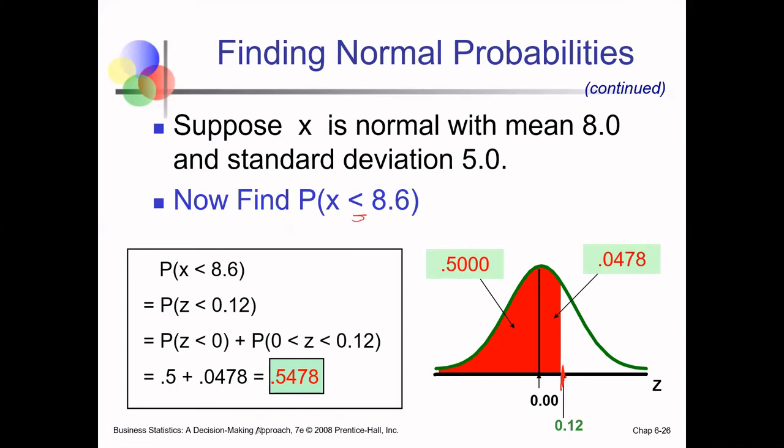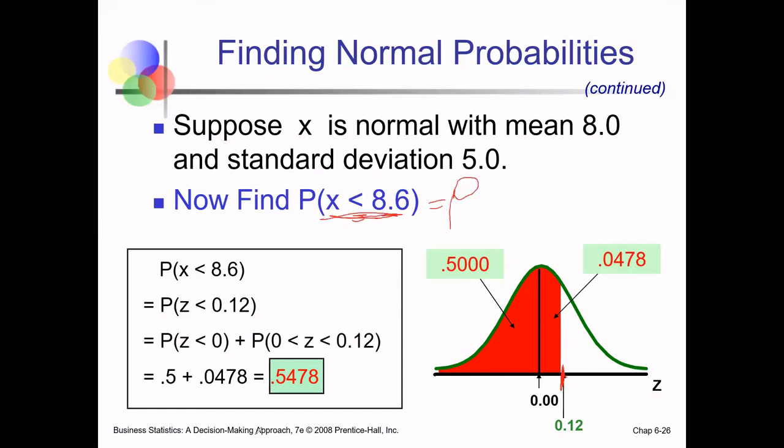Again I'm repeating, we first convert x into z, and the probability of x to z is less than 0.12. So what I did is I just converted x into z, as done before, where putting in 8.6 gave you the answer 0.12. Now we are looking for the next step. The next step is you want to find the shaded area.